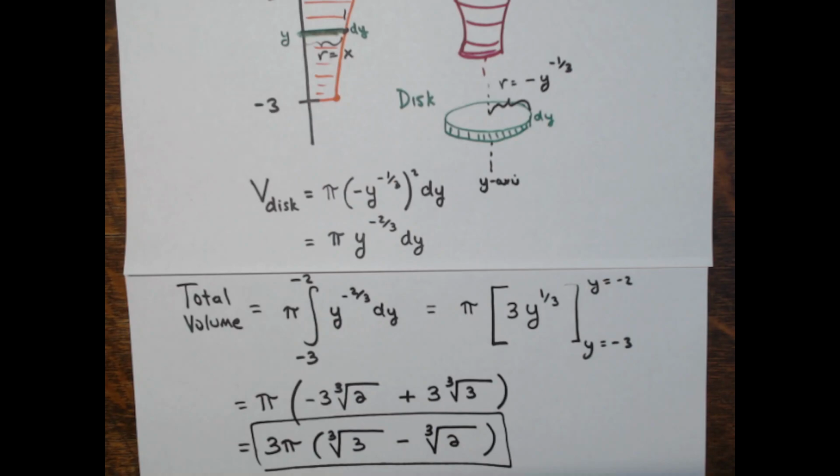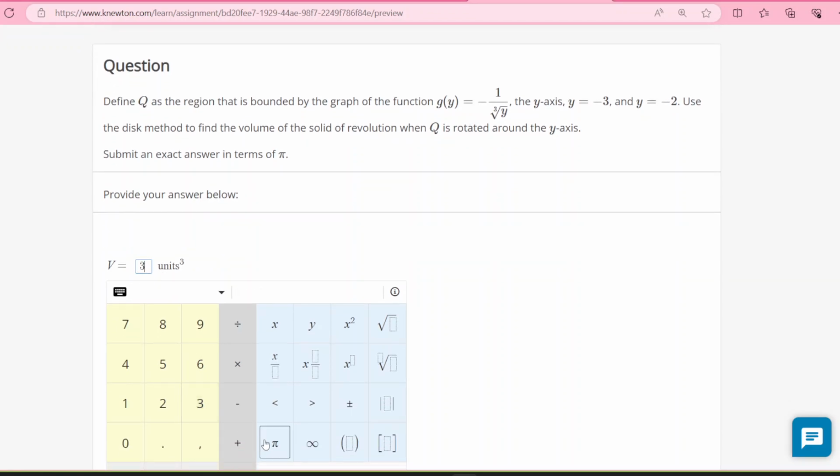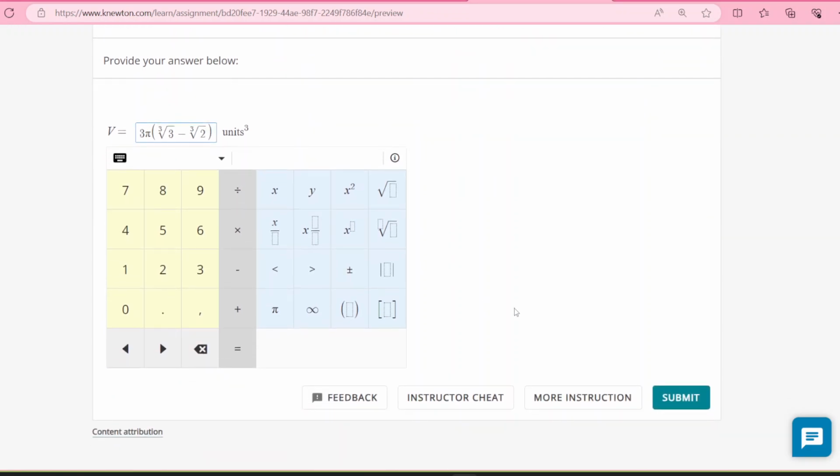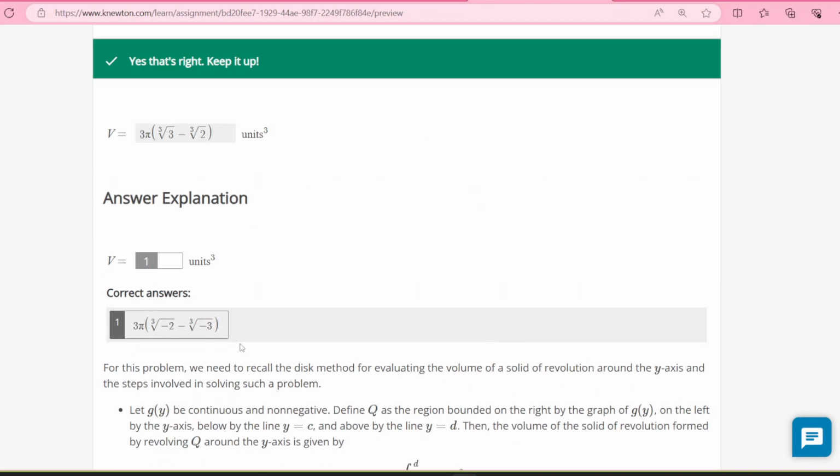Right? So going back to the homework. Right, so we have a 3 pi times the quantity. I could put just 3 to the 1/3 power, but they got a nice little cube root thing here. I can put cube roots, right? Cube root of 3, minus, and then the cube root of, and that should be good. Right. And they kept the negatives in there, whatever.